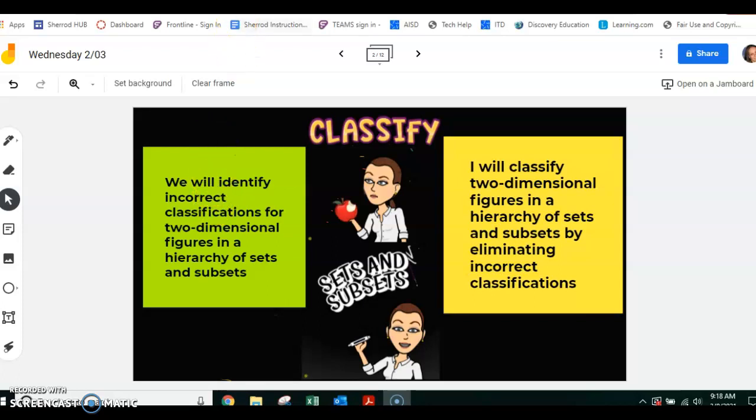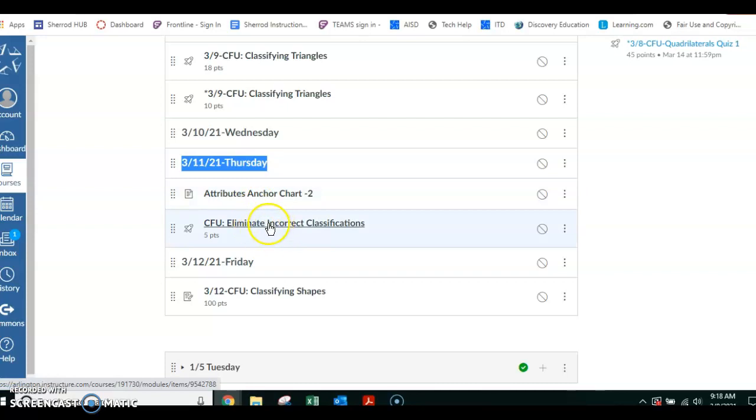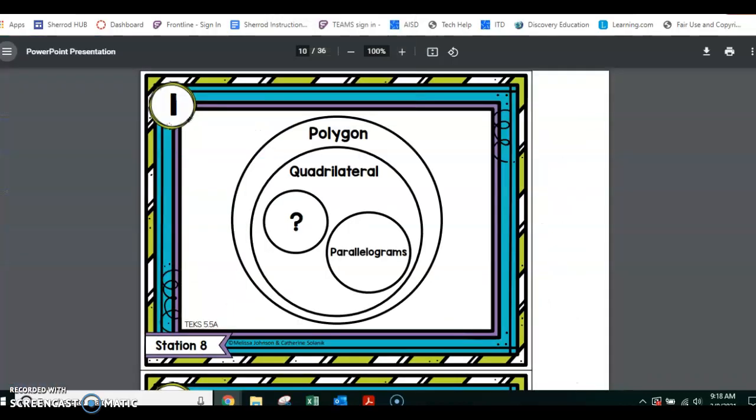So first things first, today is Thursday, March 11th. You're going to use these two. Your CFU is going to be here, and you're also going to use your anchor chart. And that anchor chart you've seen throughout the week, so it's nothing new. So let me go ahead and show you what we're going to be doing.